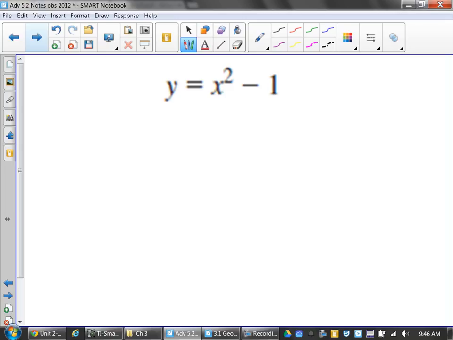5 times 5, 4 times 4, 3 times 3, things like that. So your perfect squares are going to be 1, 4, 9, 16, 25, 36, 49, so on and so on. So is this first term, x squared, a perfect square? Is 1 a perfect square? Is that a subtraction symbol?